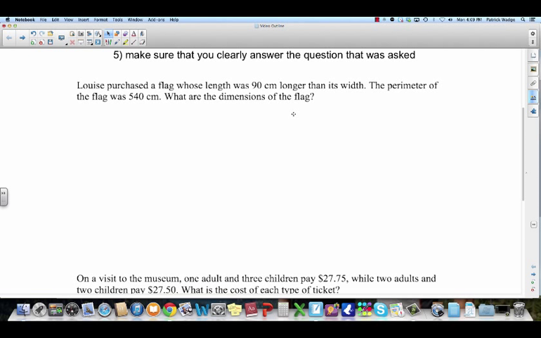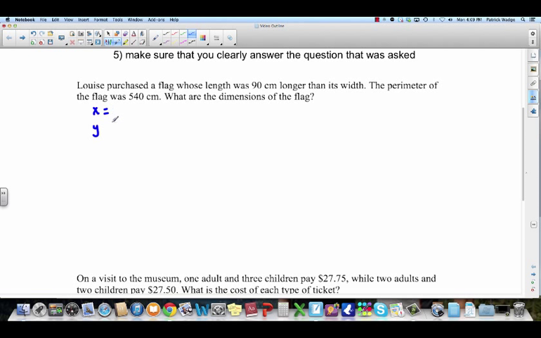Louise purchased a flag whose length was 90 centimeters longer than its width. The perimeter of the flag was 540 centimeters. What are the dimensions of the flag? Alright, you could actually solve this one with only one variable, but it says that we're supposed to be answering these with two variables. So I like to always use x and y. Now you don't have to, you could definitely use like L and W for length and width, but because we always use x and y when we practice these questions, I like doing all the problems with x and y as well.